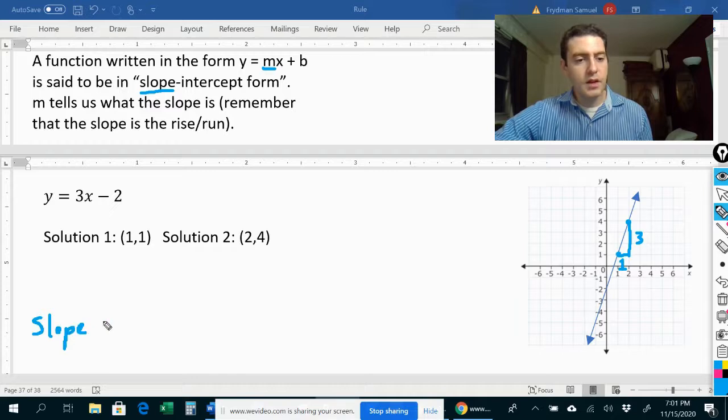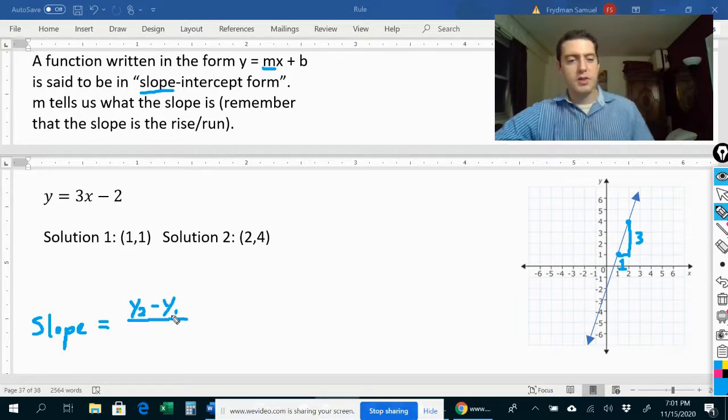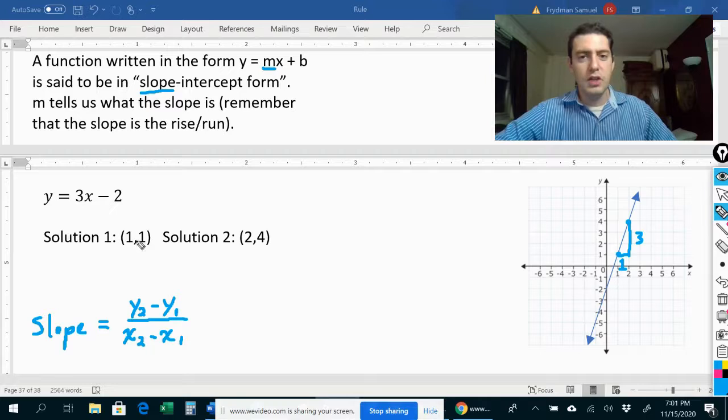So you could have done this. In the numerator, instead of simply writing rise, I could write y2 minus y1. Don't get scared. I'm going to explain what that means in a second. And for run, instead of writing run, I could write x2 minus x1. So what do I mean by that? Let's look at this solution here again, which I called solution number 1, which was simply just coincidentally (1, 1).